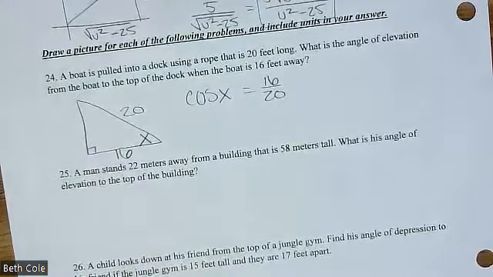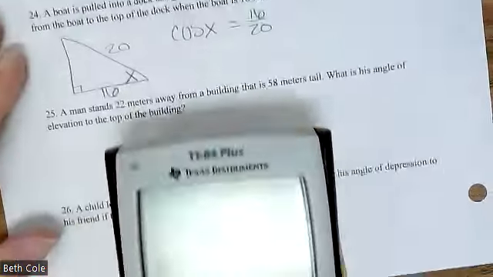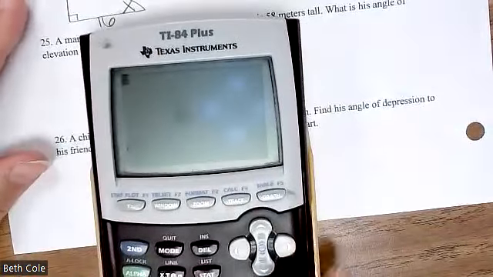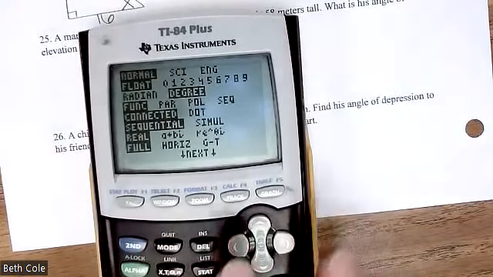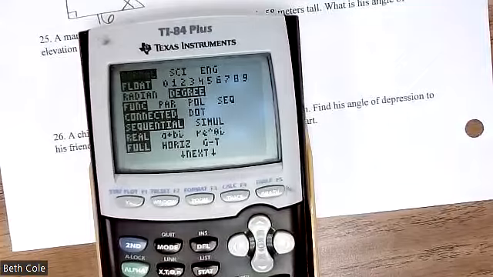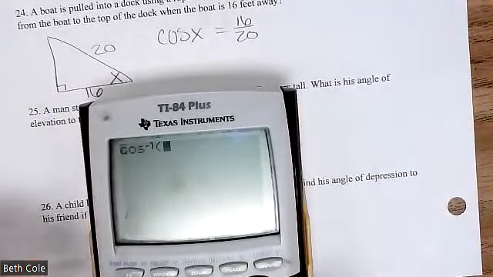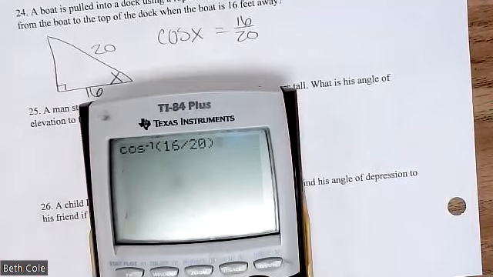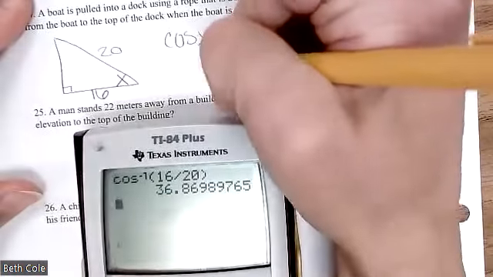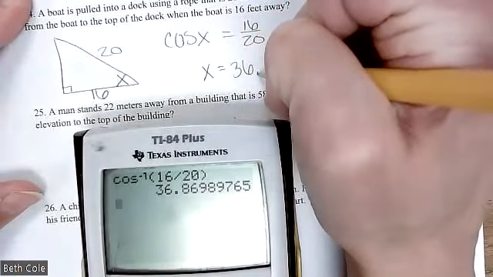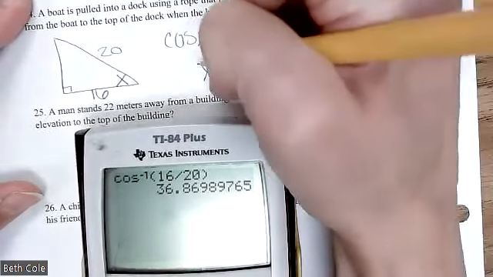How would you type that in? And what mode do you have to be in? Degrees. So maybe just check that before you start. All right, so second cosine, 16 divided by 20. Did you get 36.869 degrees? All right.